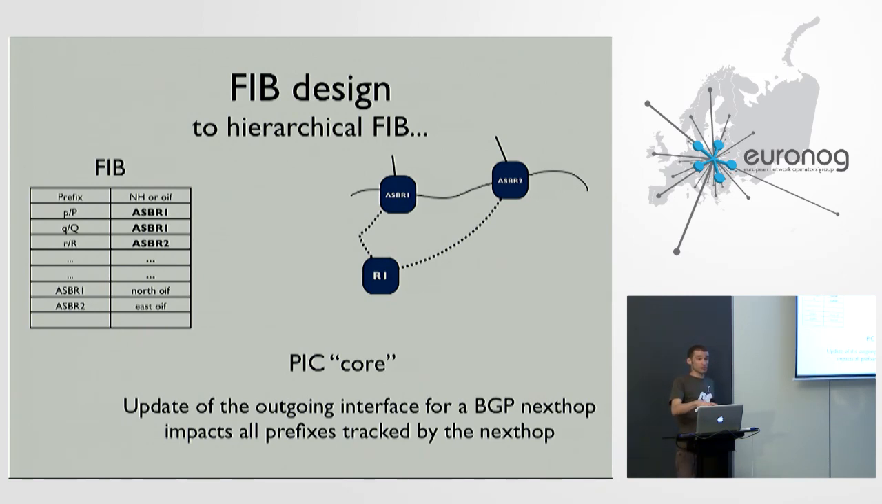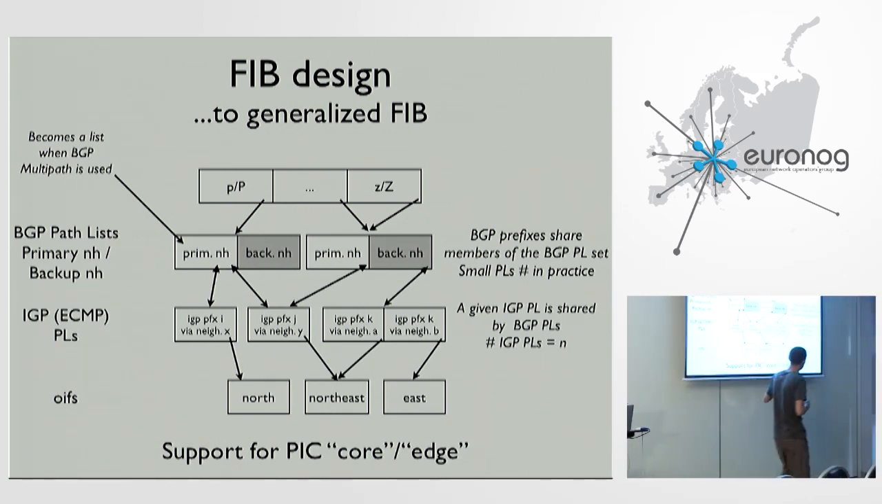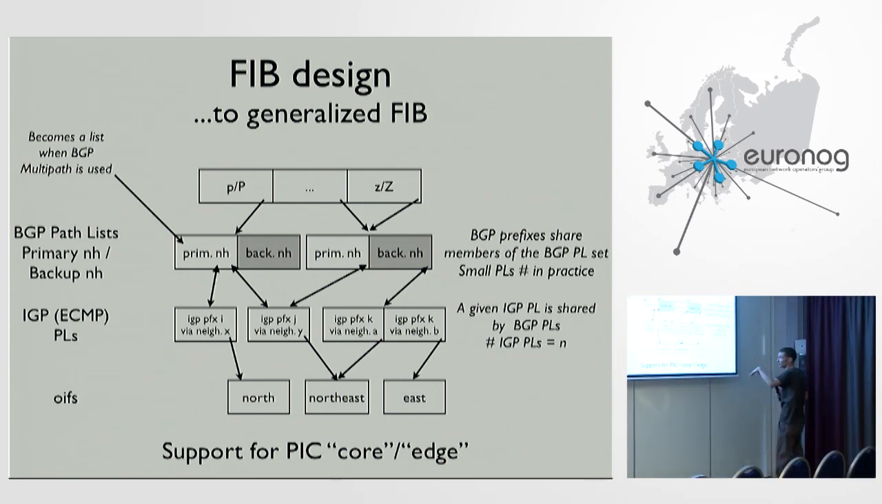This does not help you if you lose the next hop, right? It does not help you to switch over to an alternate BGP next hop. For this, we have described what we call a generalized forwarding information-based architecture, where instead of only finding this hierarchical dependency, we have our sets of prefixes, who no longer directly point to a next hop, but they point to what we call path lists.